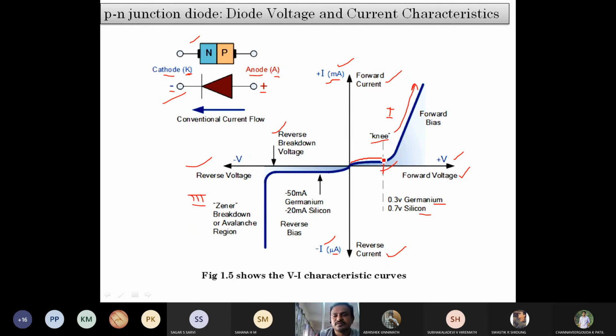Up to the knee voltage the current in the diode is slowly flowing. After reaching the knee voltage, drastically it is conducting the current. Okay, so this is the thing with respect to forward bias.